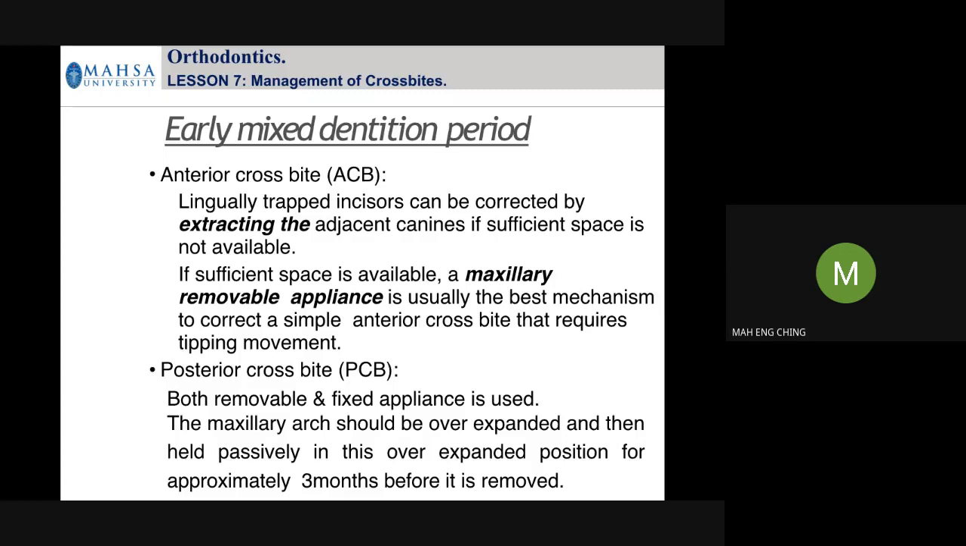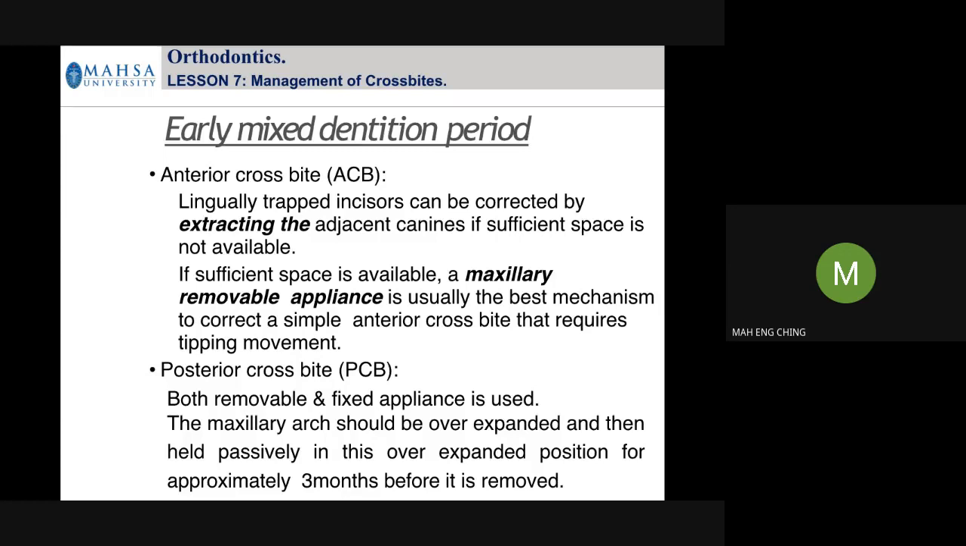The first thing to extract is C, because you want to give enough room for the alignment of the incisor. So if you extract the deciduous C, you can give room for the alignment of the incisor. Sometimes we extract the deciduous canine just to let the crossbite correct. If sufficient space is available, then a maxillary removable appliance is usually the best mechanism to correct a simple anterior crossbite.